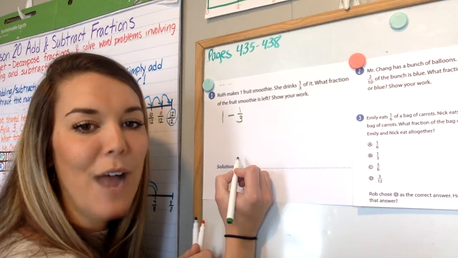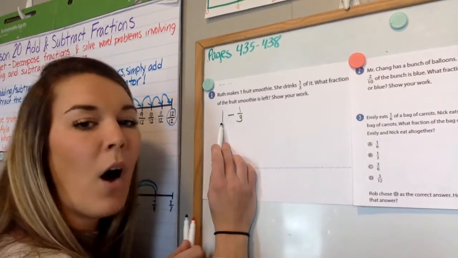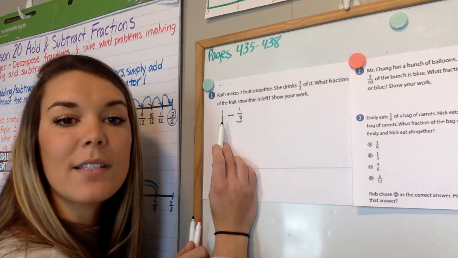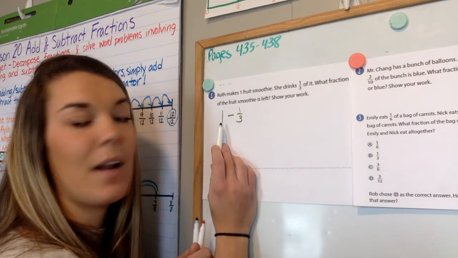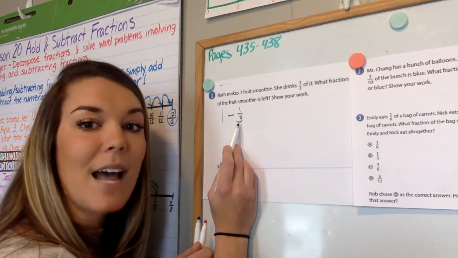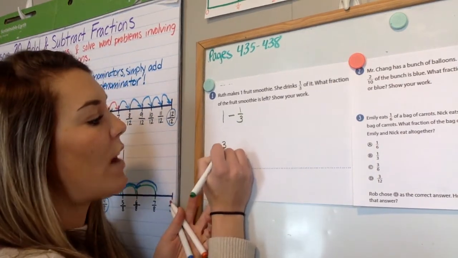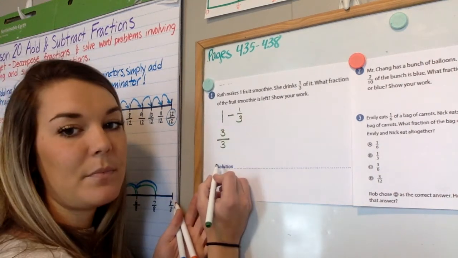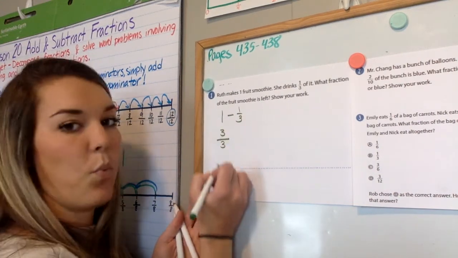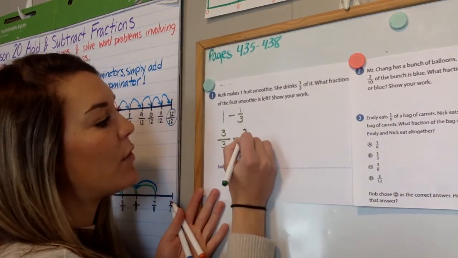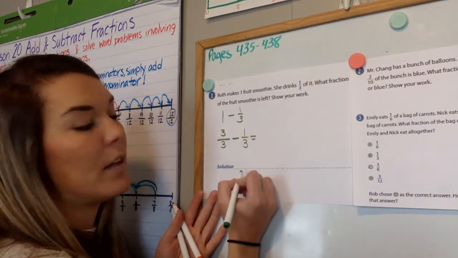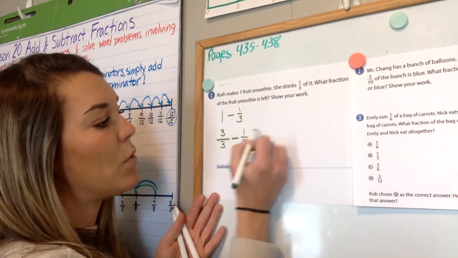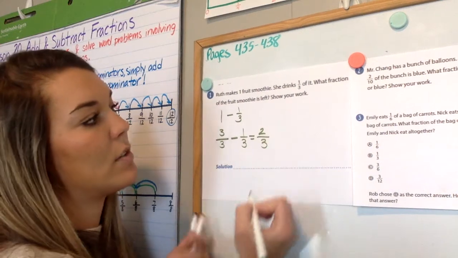But I don't know how to subtract that. So, I need to make this 1 into a fraction. So, I know 1 has the same numerator and same denominator. My denominator needs to be 3 because that's the denominator I have here. So if I have 3 on my denominator, I need 3 on my numerator. 3/3 is the same thing as 1. So now let's do it this way. 3/3 minus 1/3. So I'm going to subtract my numerators because my denominators are like. 3 minus 1 is 2/3.